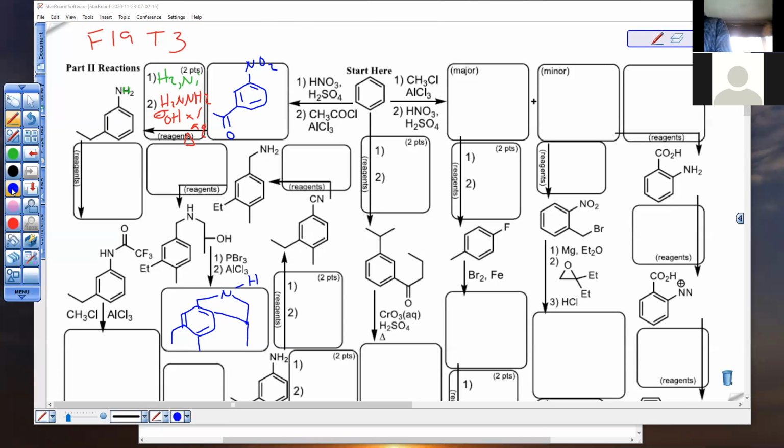Cl, carbonyl, and then propyl. Cl, carbonyl, propyl, and aluminum chloride. Don't forget that catalyst. That's a pretty bad looking 3. 3s and E's. That's what Starboard hates from me.